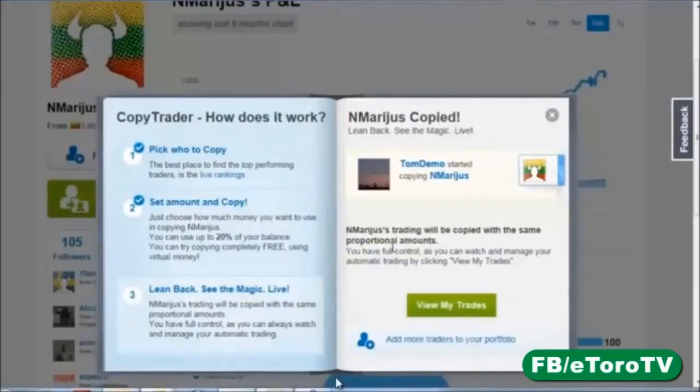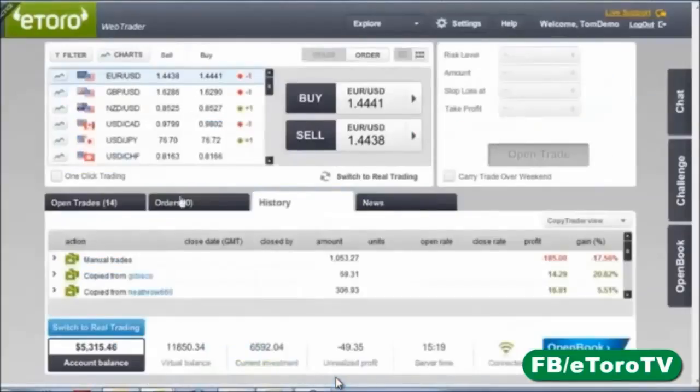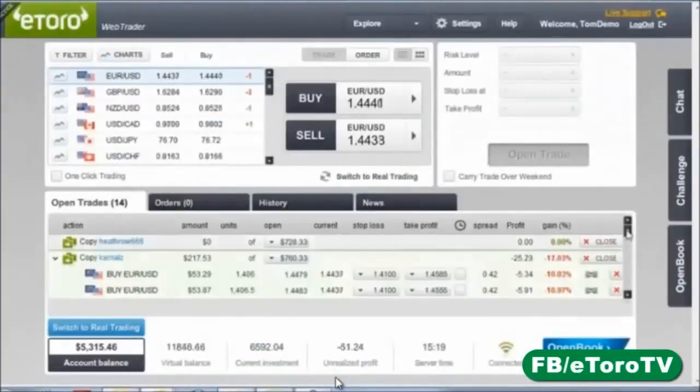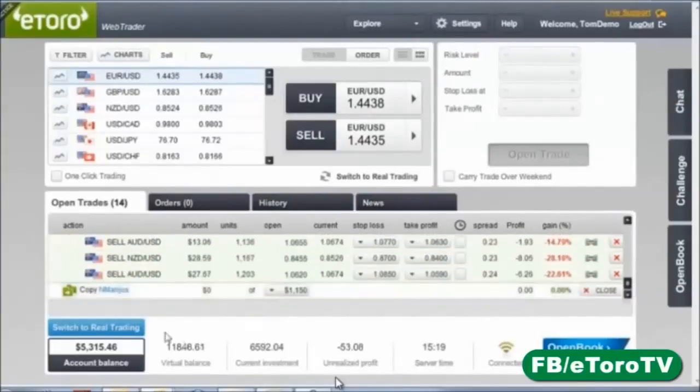So how can we best utilize this copy trader mechanism? Let's go to the web trader, which is where I have all my trades. All right, now you see some trades in red here, but I'm not worried, and you're going to see in a second why. There you go, copy and Marius. I have $1,100 and $1,150 ready for him. Right now he hasn't opened any positions. When he will, I will do the same with the same proportional amounts.